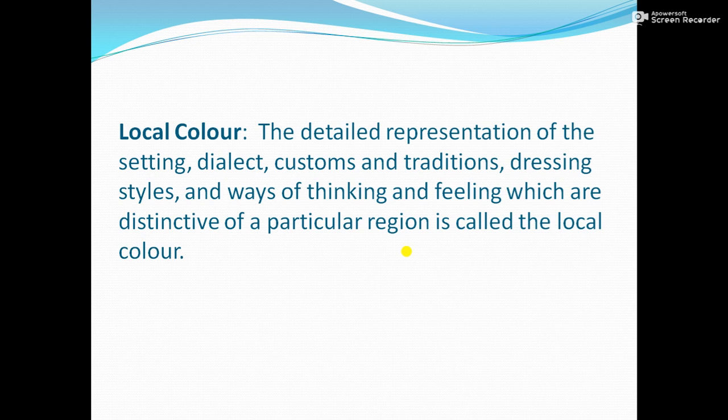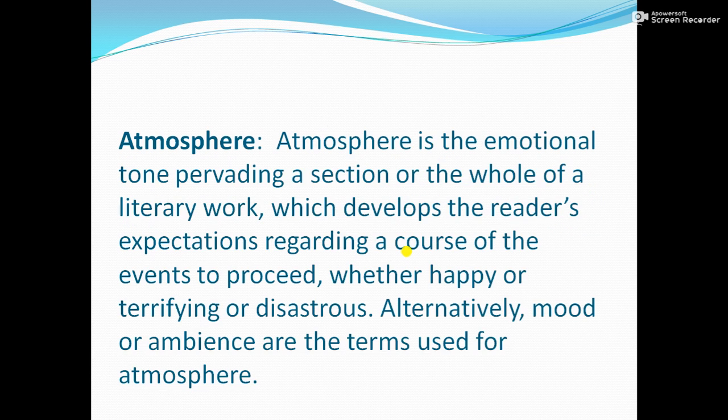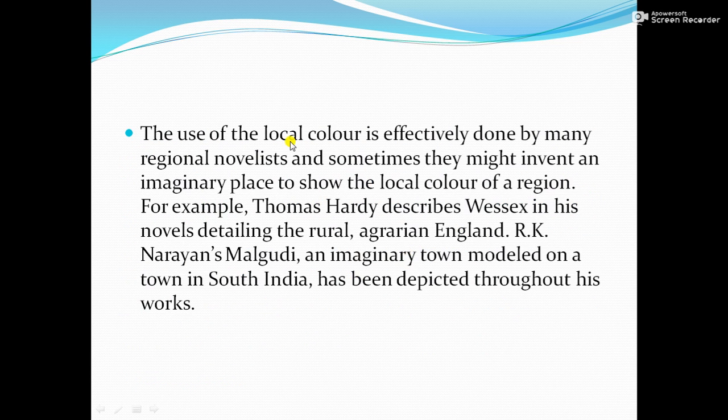So that is, if Raju had gone to a very modern city, like say Mumbai, then people would not have asked all these things of him. But right? So the effect, as we are going to discuss in this particular slide, is that Thomas Hardy describes Wessex in his novels, detailing the rural agrarian England.